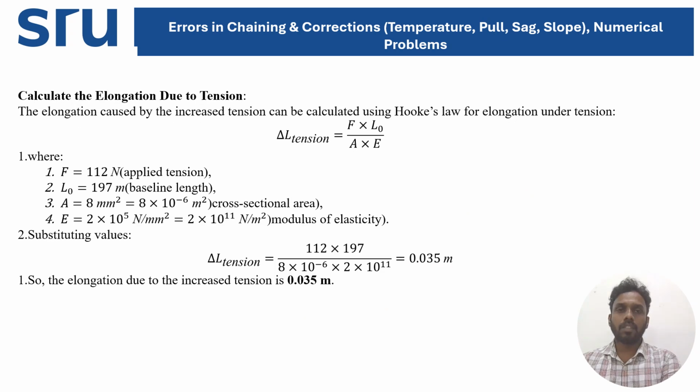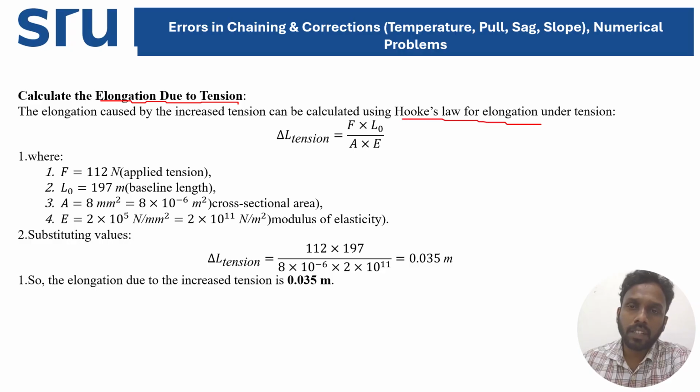So going to the next one, you are going to calculate the elongation due to tension, right? This is a very important part, because the elongation caused by an increase in tension can be found using Hooke's law. So we are applying Hooke's law for elongation under tension. The formula is F into L naught divided by A into E. F is the applied tension, which is your P, right?